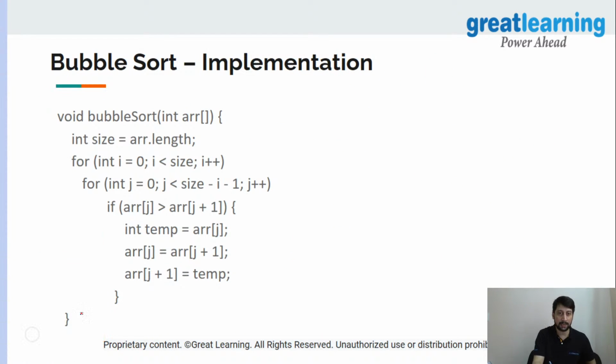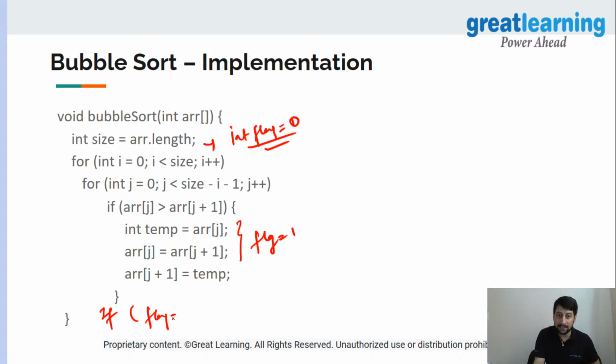So if you just insert a flag in here, let's suppose you have int flag and flag is equal to 0 or 1, anything, right? Then you will do what? If flag is 0, and if it has entered this loop, AR of j is greater than AR of j plus 1, just update your flag to 1. Okay, and then check at the end if flag is equal to 1. If it has entered this loop, that means your array is not sorted.